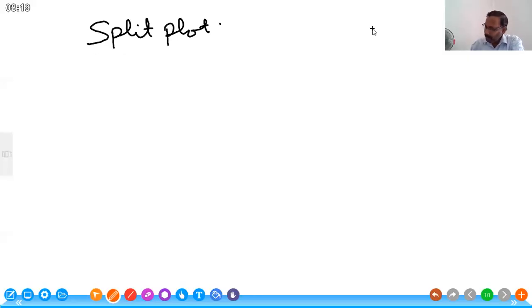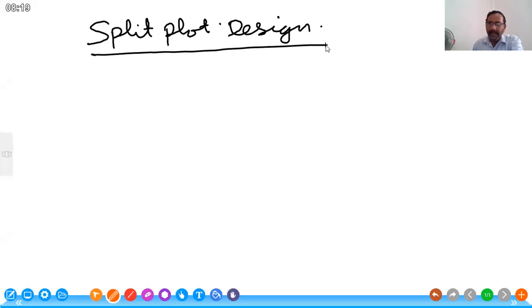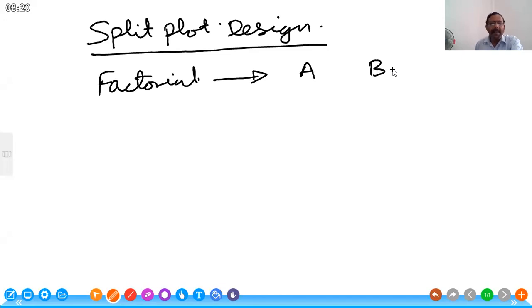Right? Split plot design. This is another type of design. Actually, we have learned factorial design. Normally, we do factorial design, right? Let's say we have factor A, factor B as an example.